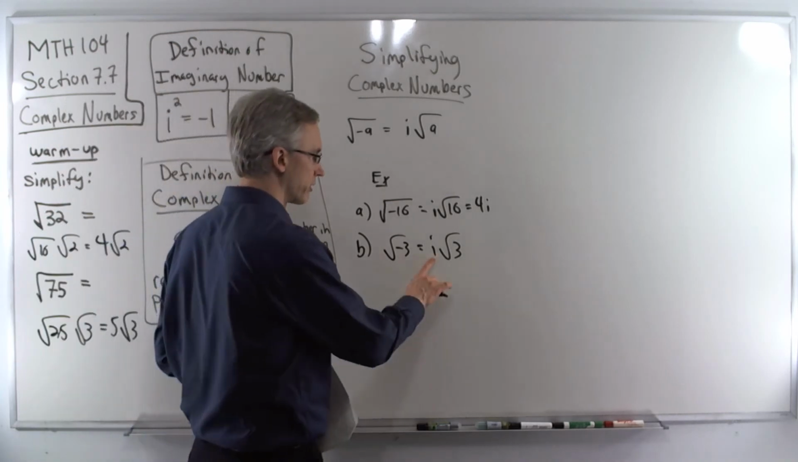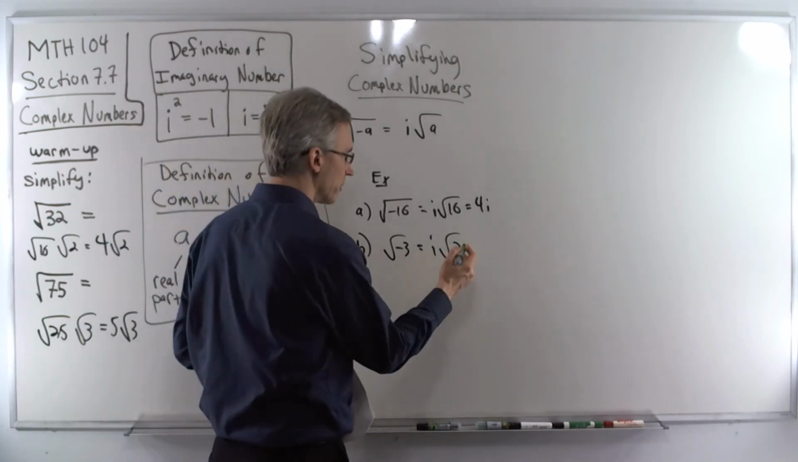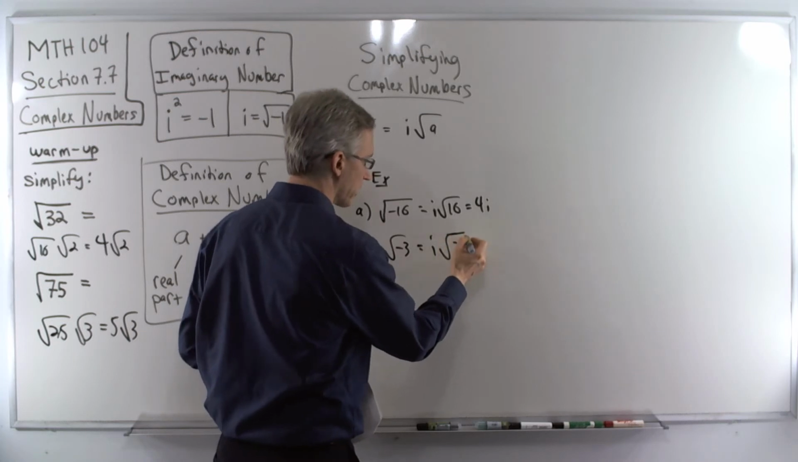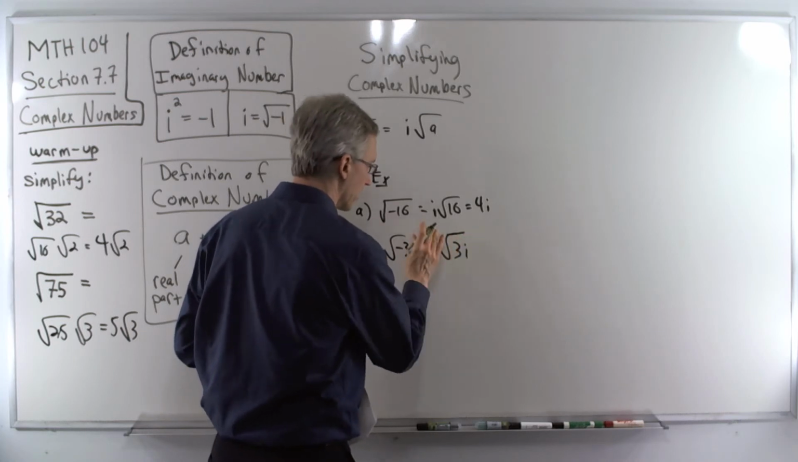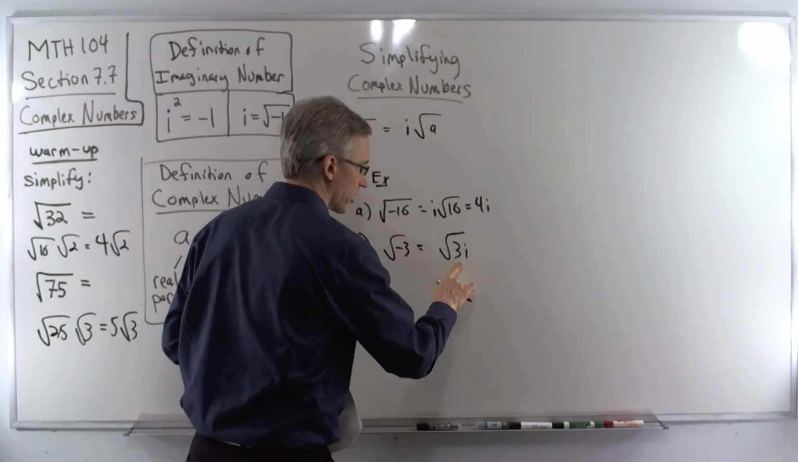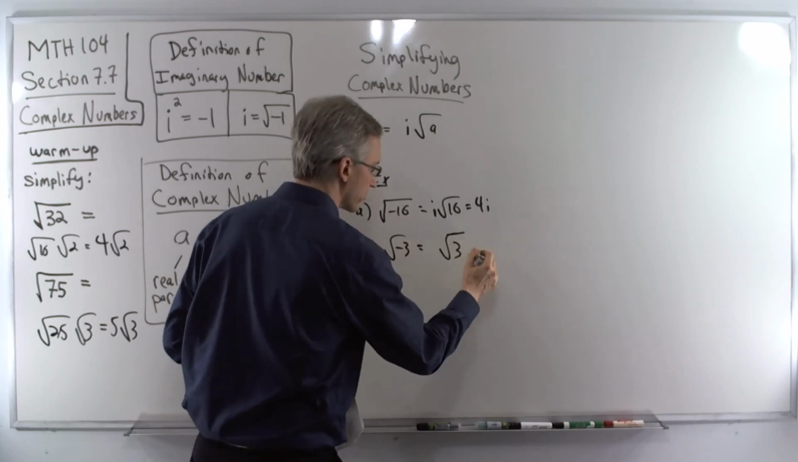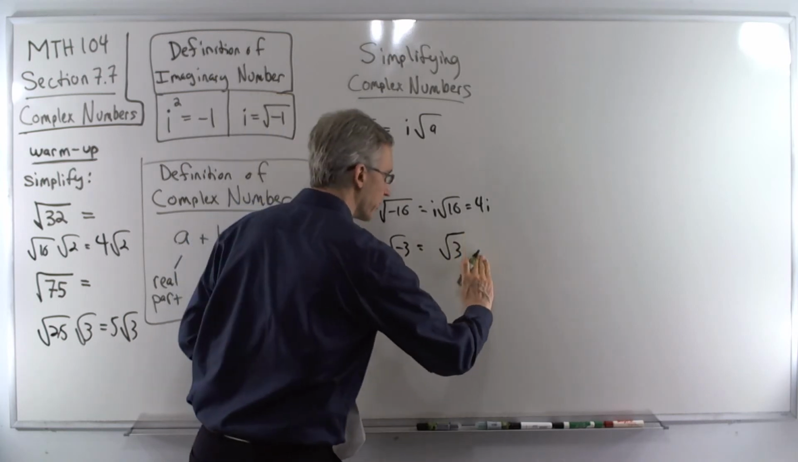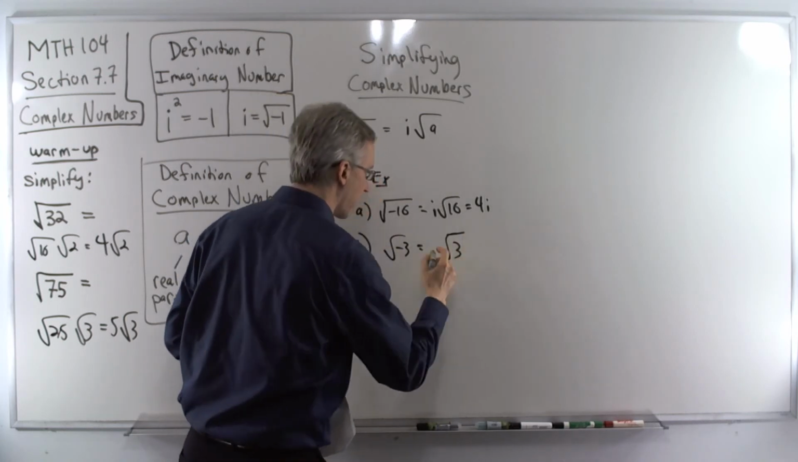Now traditionally we write the i before the radical because it can be kind of difficult to see whether or not the i belongs underneath the radical or if it belongs outside the radical if you write it afterwards. So to avoid that confusion, we just write the i in front.